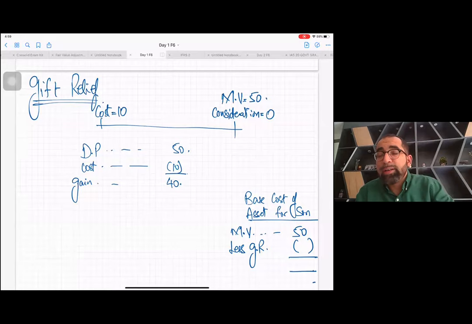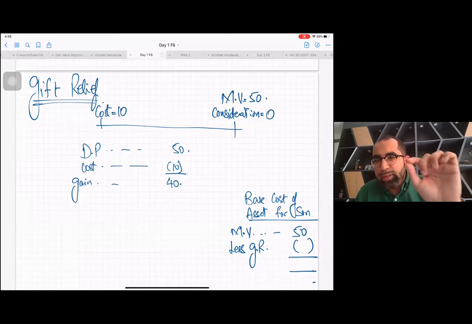All of you, please write it. For connected person, if the sale is not at the market value, still you need to compute the gain, still you need to calculate the gain. And instead of the actual proceeds, you will be using market value.